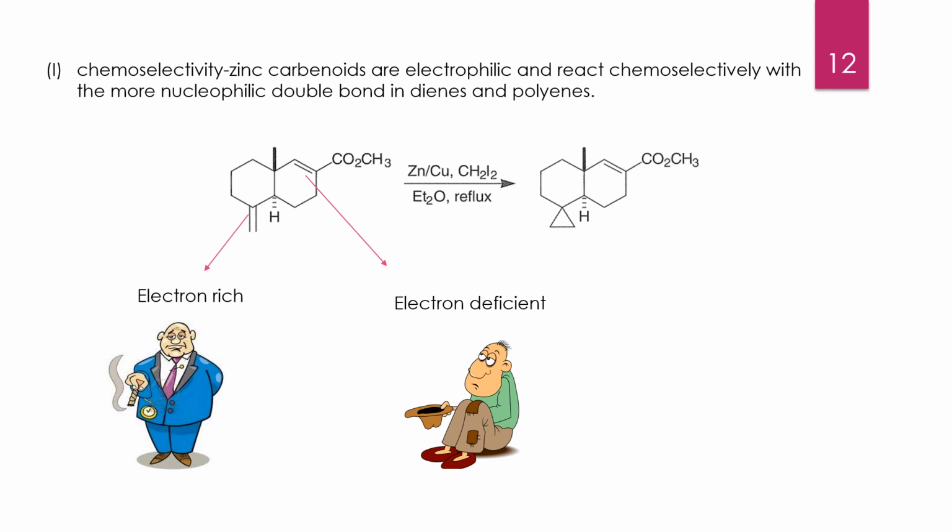So here, as you know, from the Simmons-Smith reaction, it will generate a carbene, that is, it will generate a CH2 carbene.